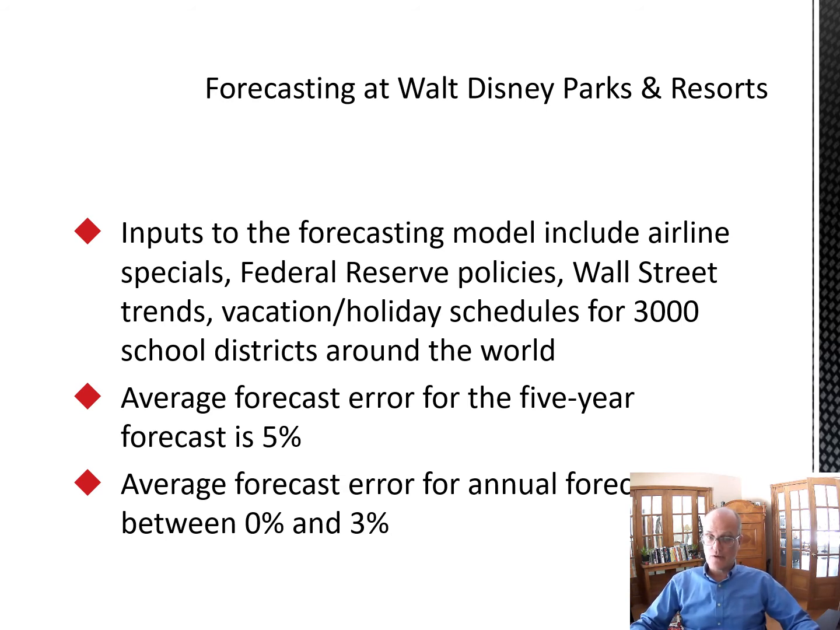And to give you a sense of how well they do, their average forecast error in the long term is about 5%. That's their 5-year forecast, which has the least certainty, since it is toughest to predict further out. And their average error for annual forecasts is between 0 and 3%. So the time and effort they're investing in their forecasts is really paying off because it's accurate, and forecasting effectively saves companies money.